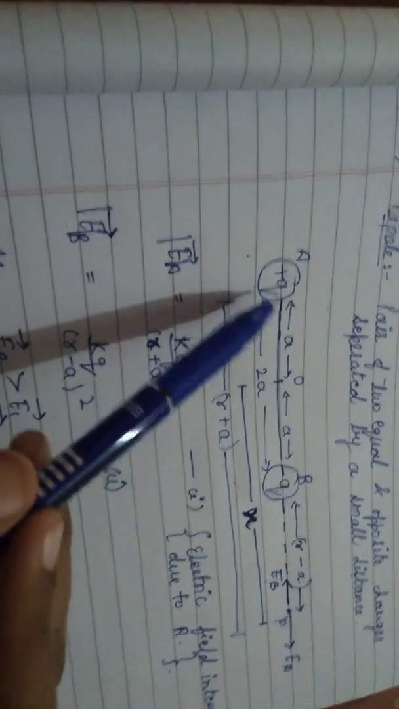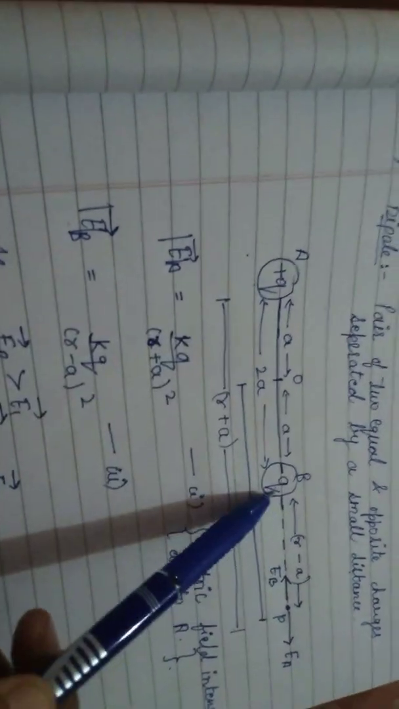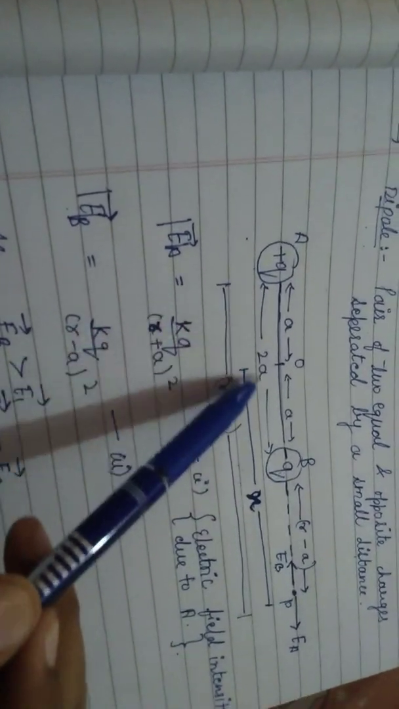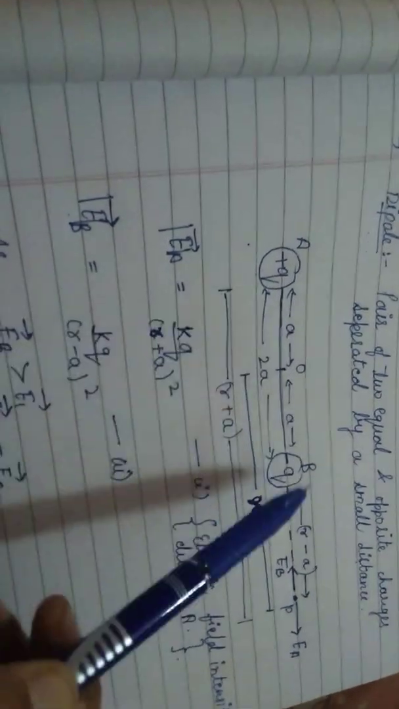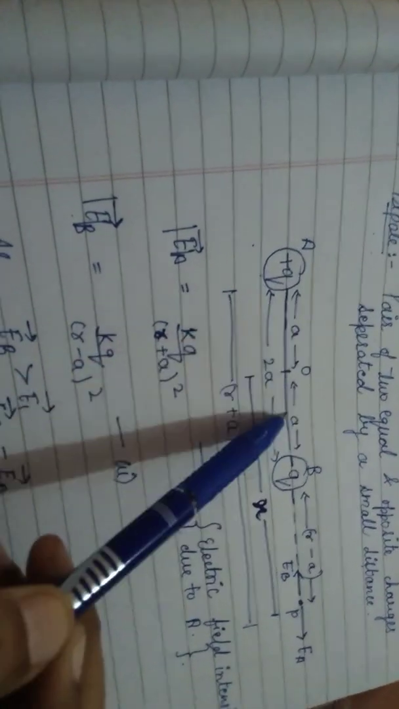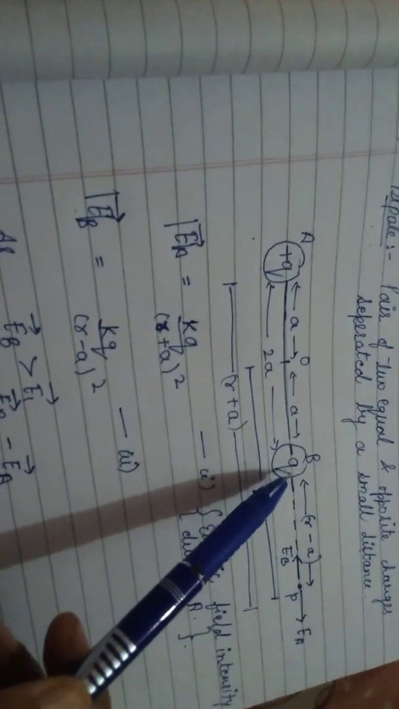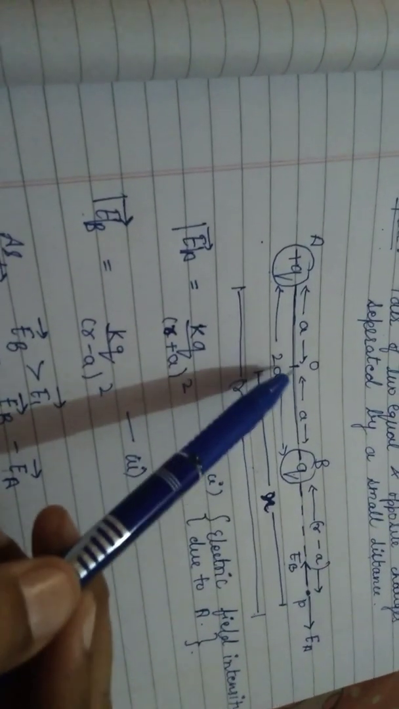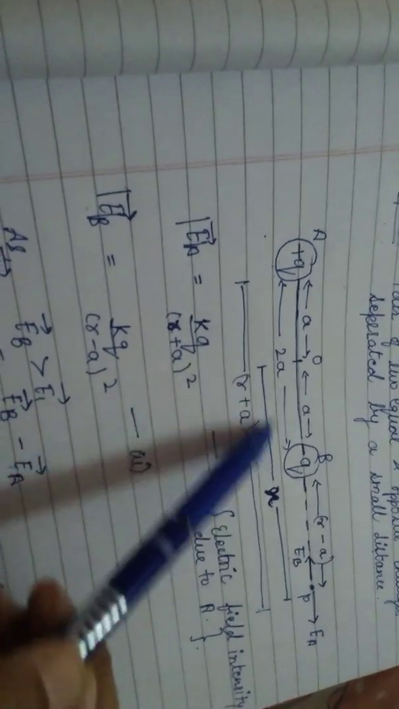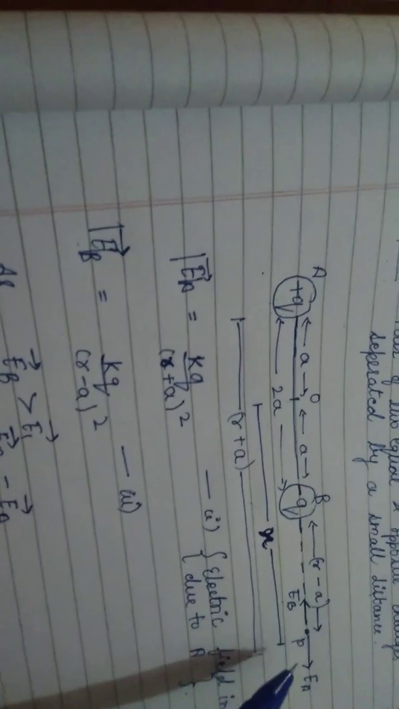Here are the two charges, that is plus q and minus q, separated by a small distance of 2a, and the distance of each charge from the center is a. Here we will take an axial point, that is point P, which is along the axis of the dipole and whose distance from the center of the dipole is r. We have to find the electric field intensity.